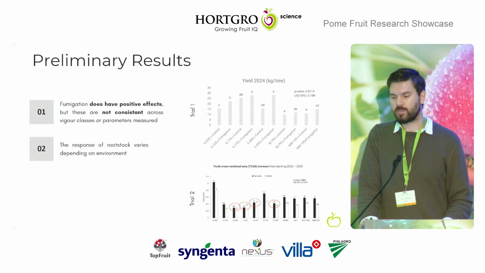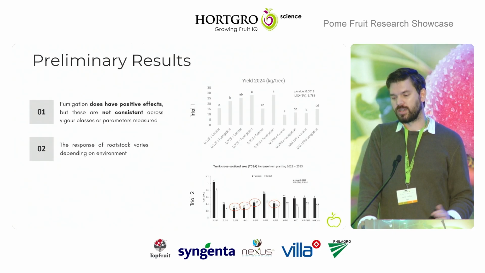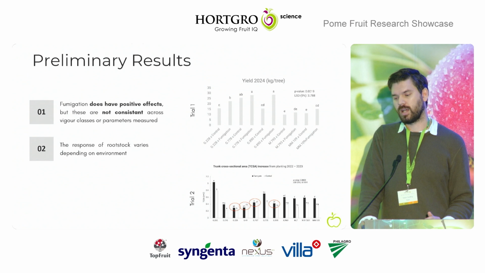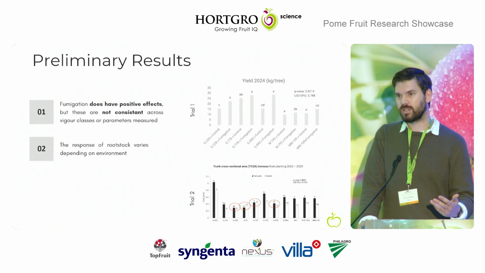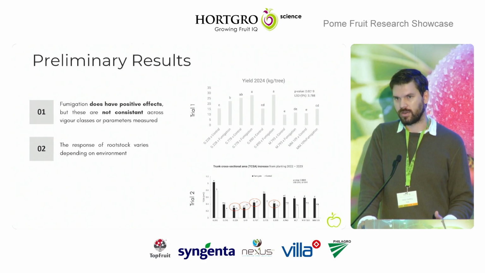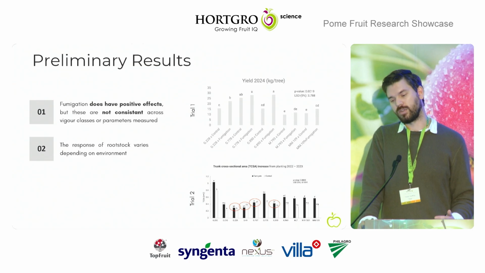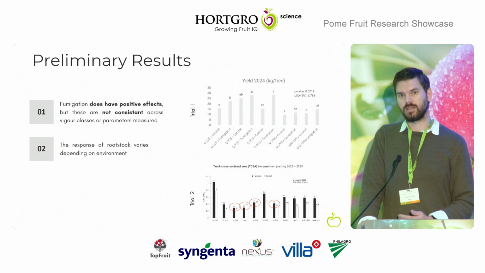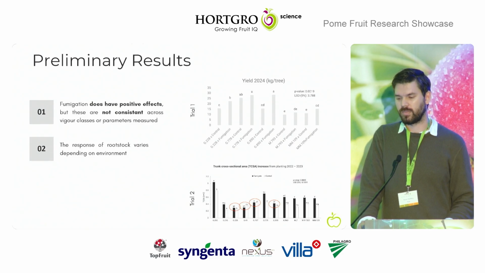We also found that the response of rootstock varies depending on the environment. In trial 2, where we've planted in multiple environments, we couldn't say that regardless of the environment, this rootstock is consistently not improved by fumigation, which would mean that it was not susceptible to replant. In some environments, fumigation improved certain parameters for a rootstock, and in some environments, it didn't. So again, from the rootstock perspective, we do not find a consistent rootstock that is good or tolerant against these pathogens.